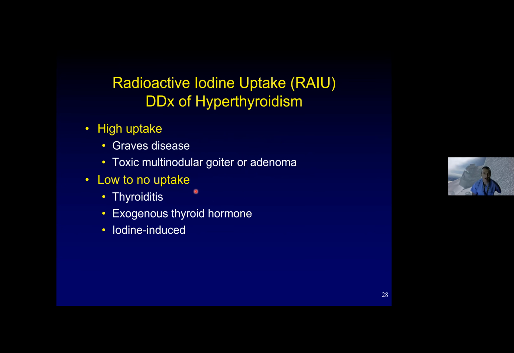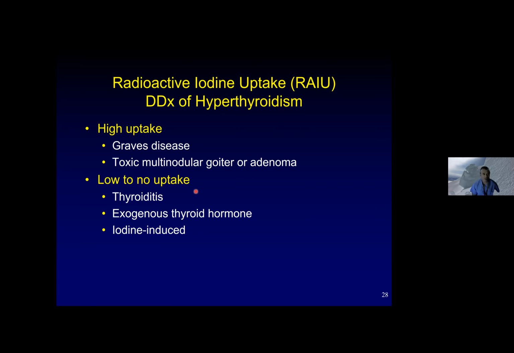Other tests that can help you in the diagnosis of hyperthyroidism include a thyroid scan or radioactive iodine scan, which will be high if you have Graves' disease or if you have what we call a toxic nodule or toxic goiter. Toxic means that it's overproducing thyroid hormone. And so this will show us as hot nodules on the ultrasound. You may have also low to no uptake if the patient has a destructive form of thyroiditis.